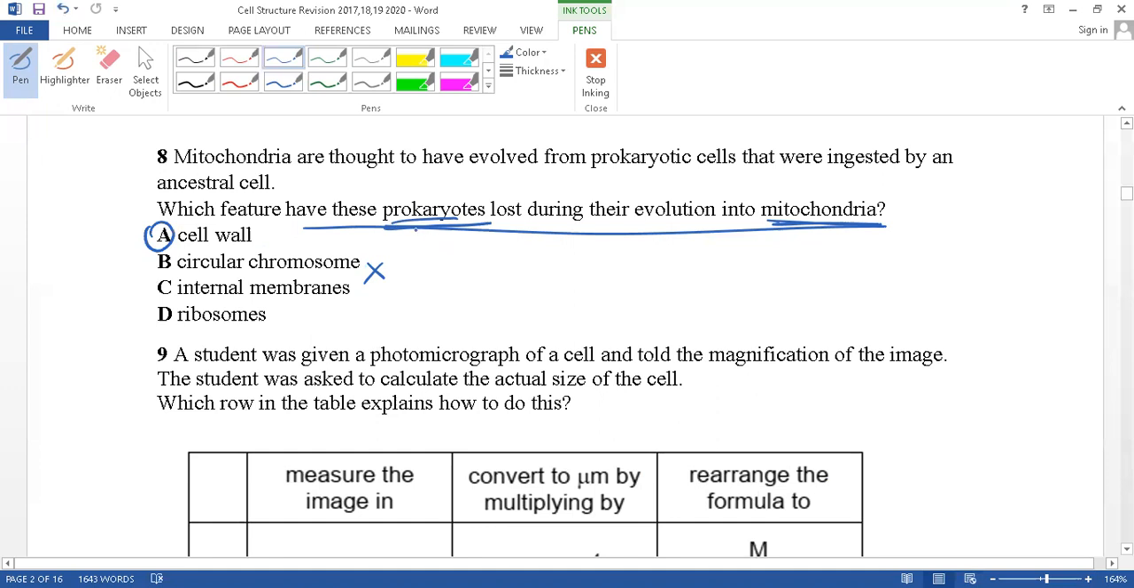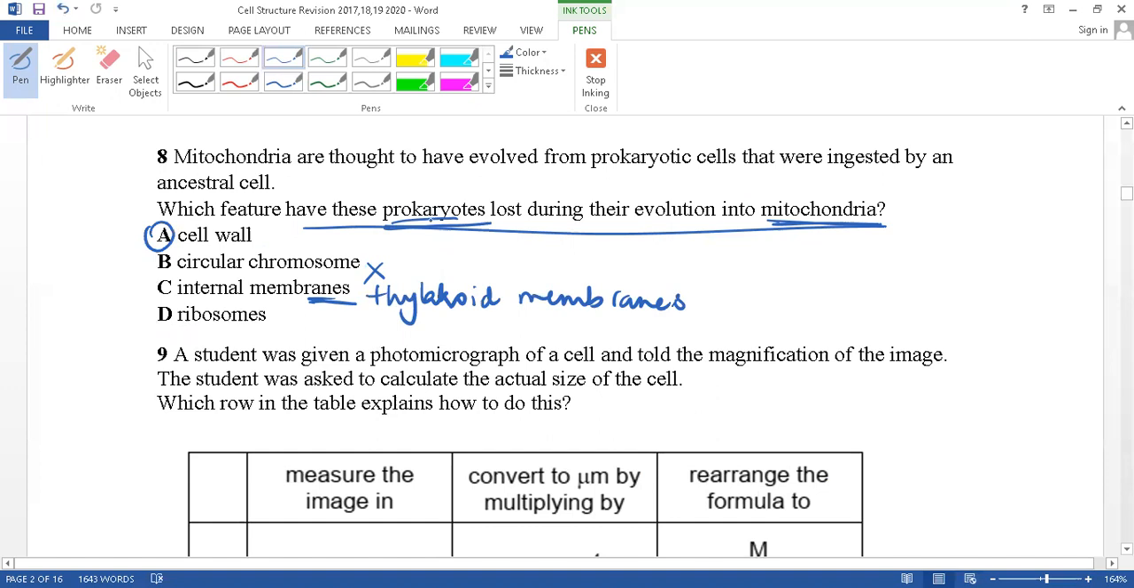Internal membranes are absent in both. We are talking about actually thylakoid membranes. Both do not have thylakoid membranes. Neither prokaryotes have thylakoid membranes nor mitochondria. So they both do not have internal membranes.